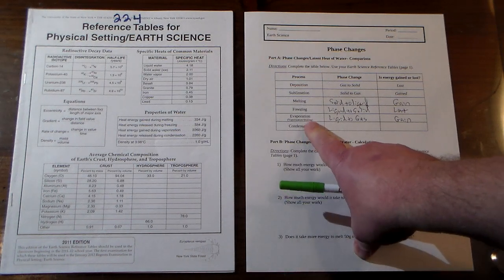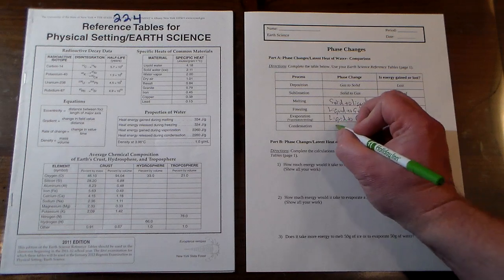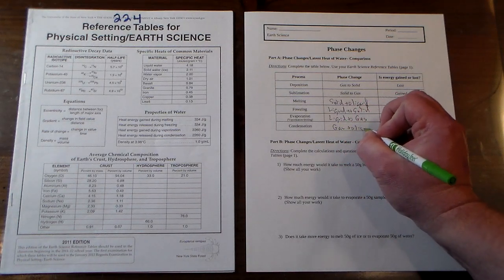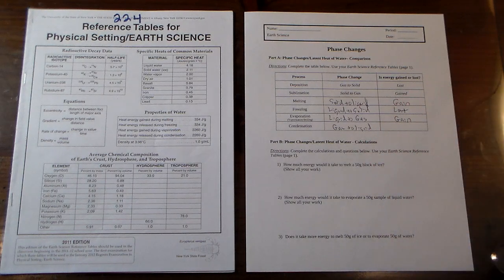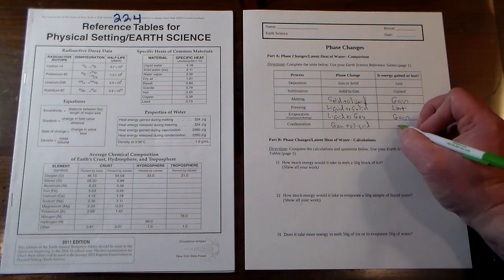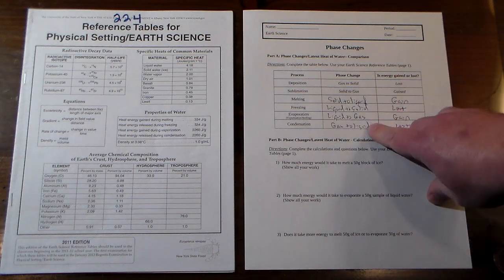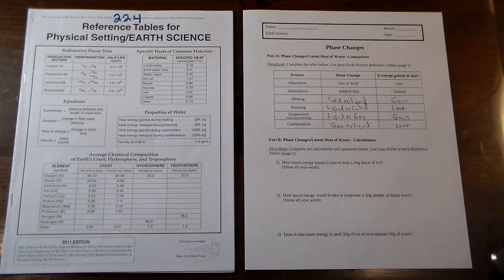And condensation, the opposite of evaporation, is when water goes from a gas to a liquid. This is the process that forms all the water droplets that create our clouds. And to do that, energy is lost or released during the process. So that was a good little review of the phase changes and whether energy is gained or lost.